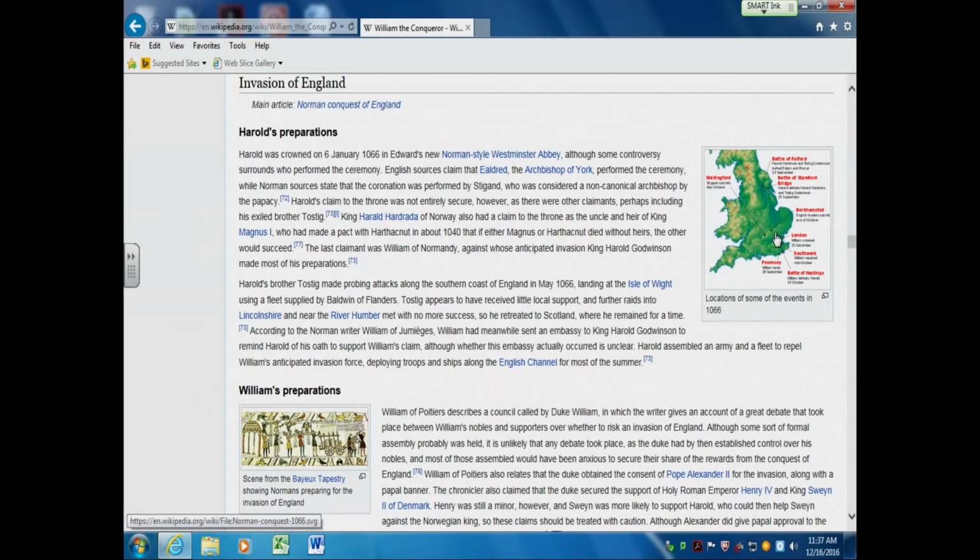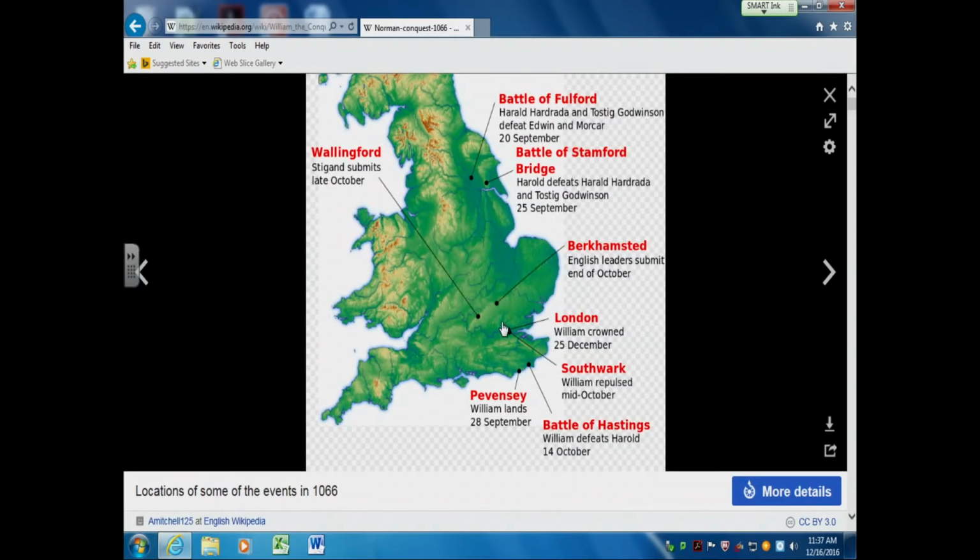Harold rushes down here, and he meets William close to the shore when he crosses the English Channel at the Battle of Normandy. Not Normandy, the Battle of Hastings. The battle seems to be going Harold's way, and then in the middle of the battle, he's shot in the eye and has to disengage, and his troops surrender, and William, Duke of Normandy, becomes King of England.